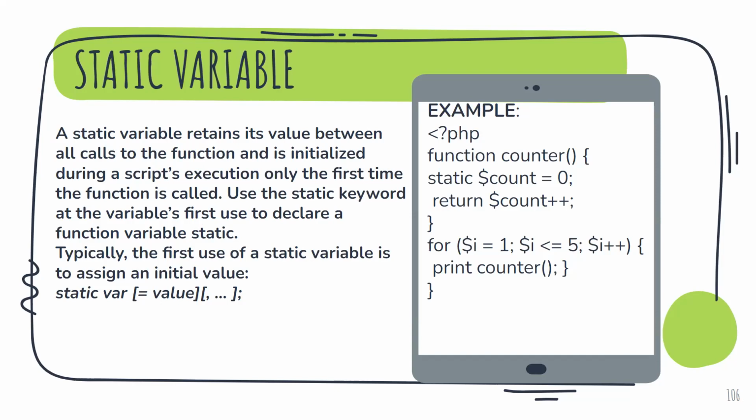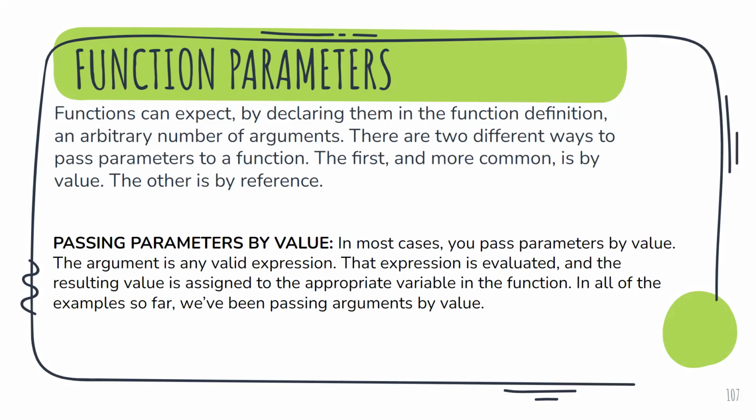Function parameters. The functions can expect, by declaring them in the function definition, an arbitrary number of arguments. There are two different ways we can pass parameters to a function. The first one is passing parameters by value, and next is by reference. Passing parameters by value. In most cases, you pass parameters by value. The argument is any valid expression. That expression is evaluated and the resulting value is assigned to the appropriate variable in the function. In all of the examples so far, we have been passing arguments by value.